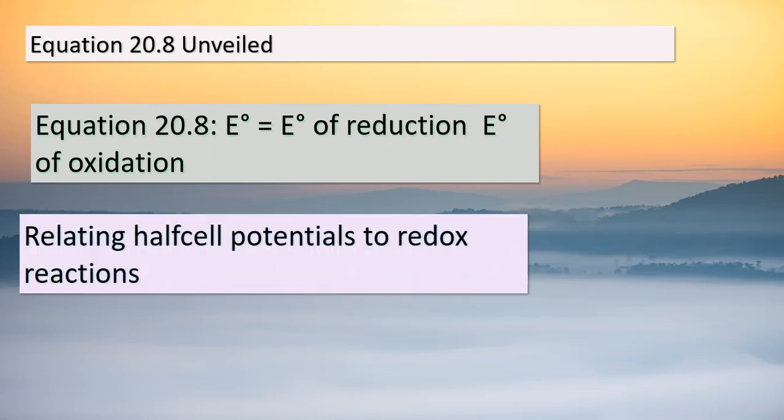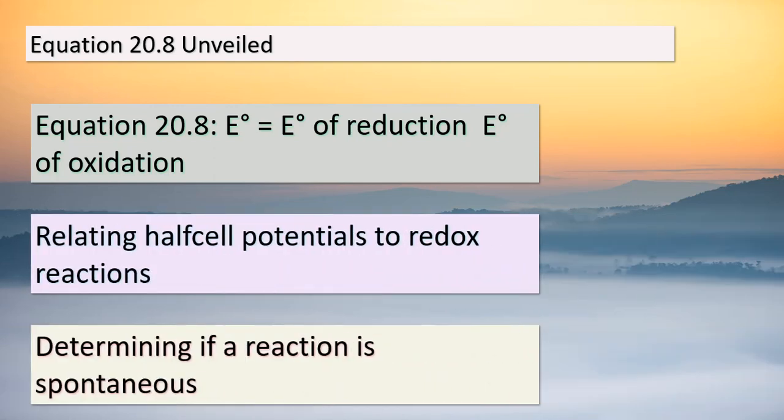Greetings, young minds. Our journey into the world of chemical reactions continues with the unveiling of equation 20.8. This equation is a valuable tool that encapsulates the essence of redox reactions, not only in voltaic cells but in various contexts. Allow me to reiterate its formula. E degree equals the E degree value of the reduction process minus the E degree value of the oxidation process. This equation serves as a guiding light to discern the spontaneity of a redox reaction.